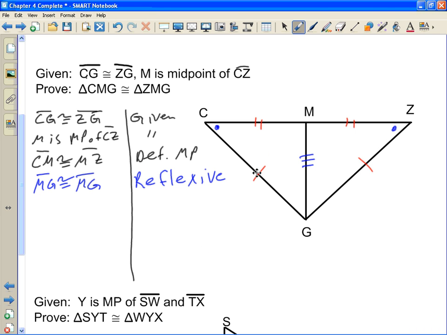So now I've got side, side, side on this triangle congruent to side, side, side on this triangle. So I can say that the triangles are congruent. Make sure you list your letters in the right order. They'll usually have them in the right order in the proof part. So these are congruent by side, side, side.